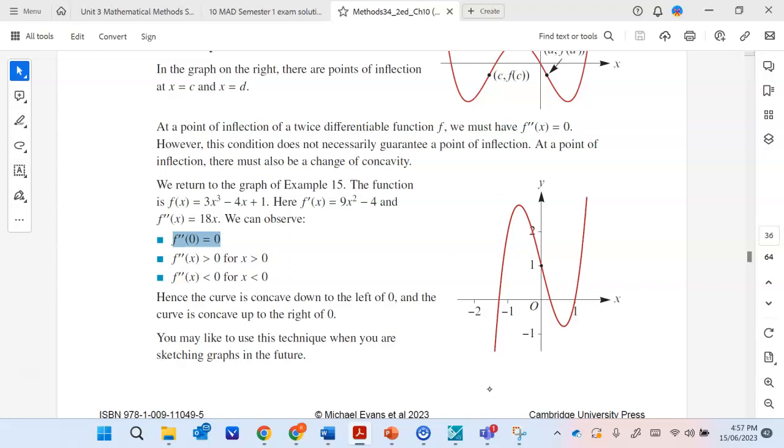All right, so that's what your second derivative can tell you about both your maximum rate of increase and maximum rate of decrease, your stationary points, and your points of inflection.